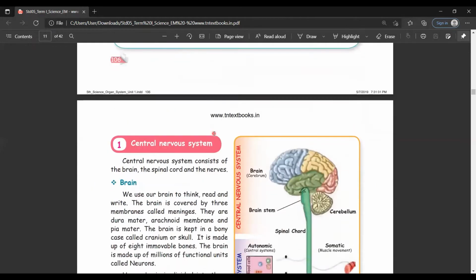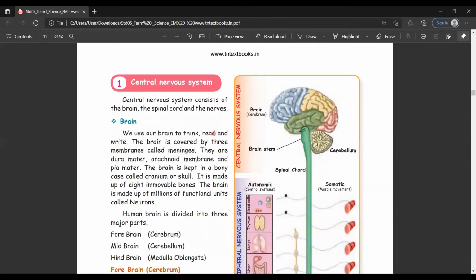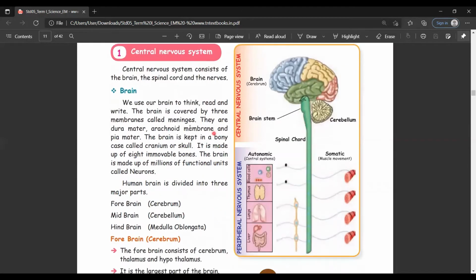So first let's learn the central nervous system. The central nervous system consists of the brain, the spinal cord, and the nerves. You can see in the diagram, this part is the central nervous system: brain, spinal cord, and nerves.